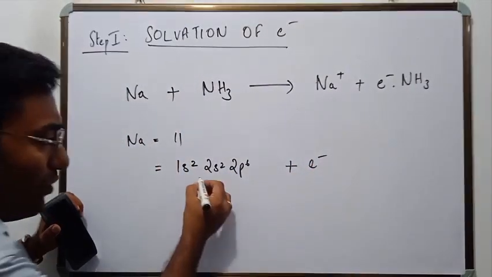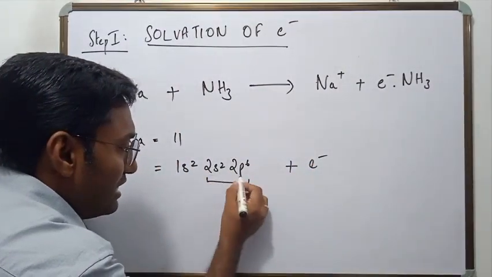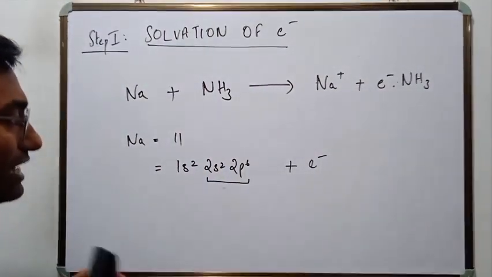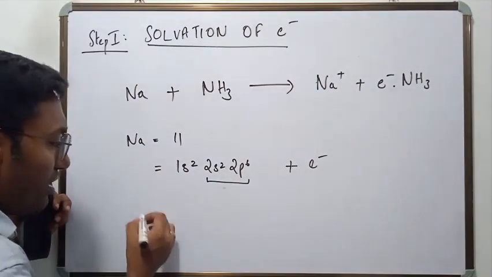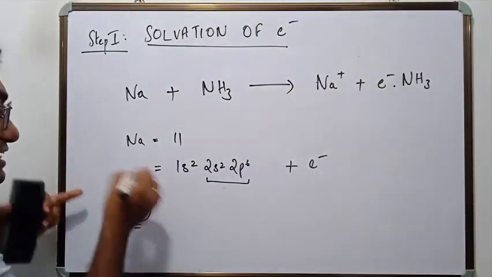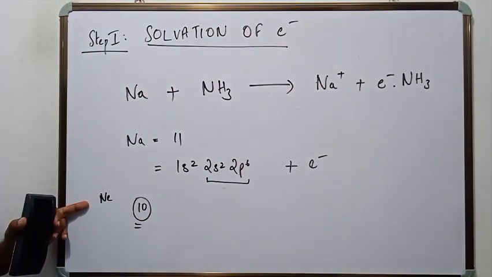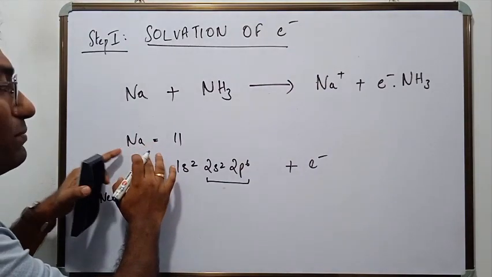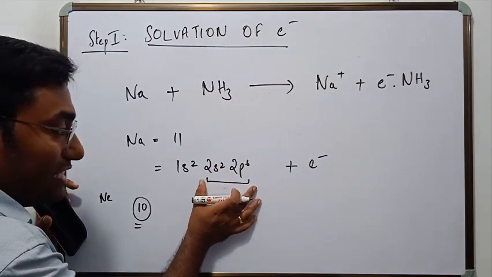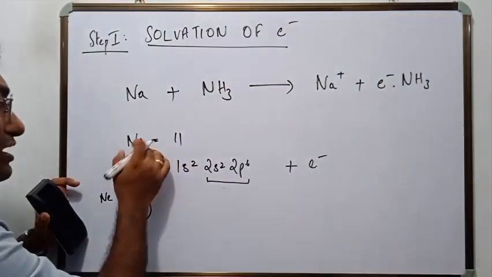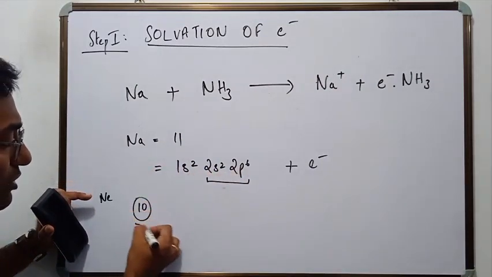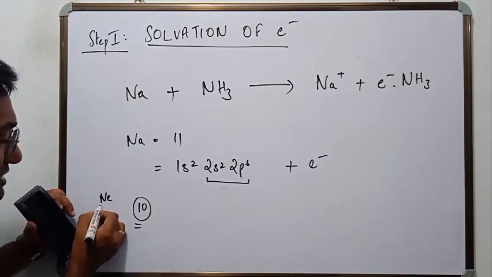Right? And now it has attained octet configuration in its second shell, or you can say it has attained the atomic number of 10. 10 is the atomic number of the nearest inert gas, which is neon. So you can say that sodium loses one electron to get octet configuration in its second shell, which can make it stable. In other words, it does so to attain the inert configuration of the nearest inert gas, which is neon.